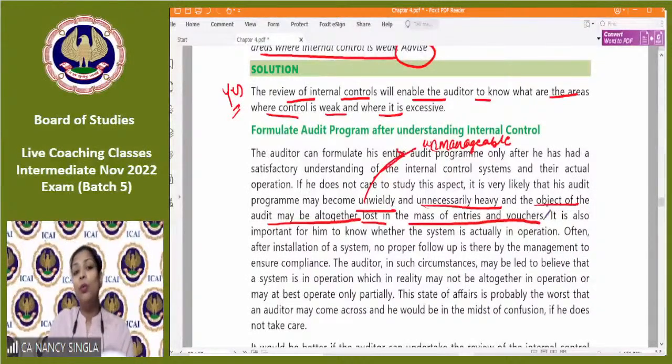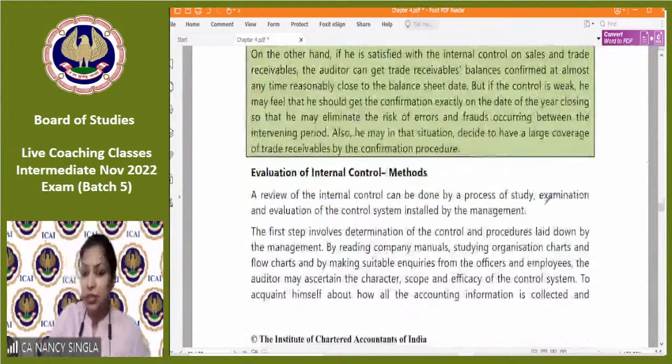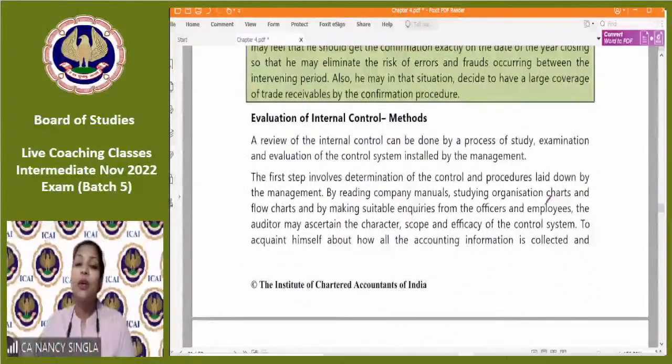Now, when we understood the concept of what? Evaluation of internal control, students, what was it? We were understanding the quality of the internal control. Okay? We have understood that we need to understand the internal control in order to draft our audit program, in order to decide the nature, timing, extent of our audit procedure. Now, there are 4 methods with respect to evaluation of internal control.